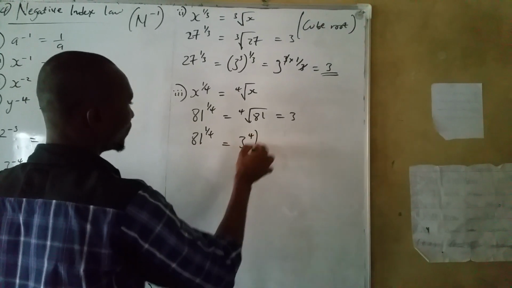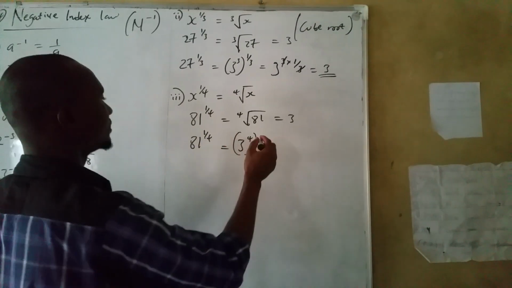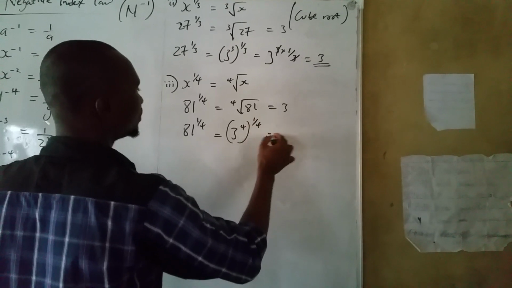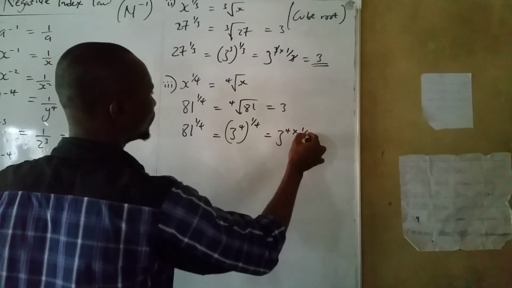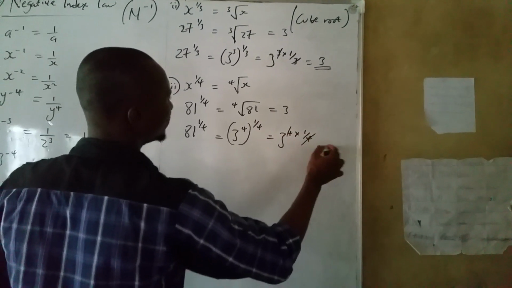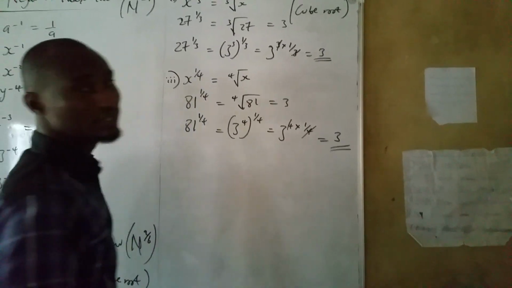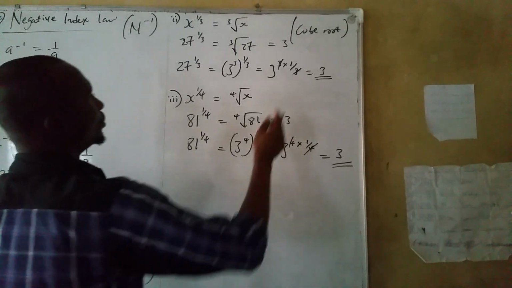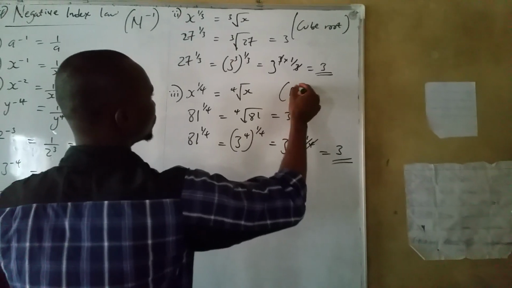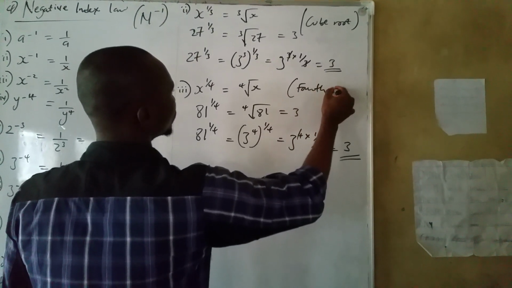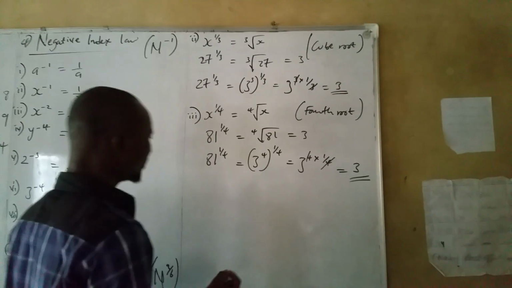Now, this 81 raised to power 1 over 4 here: 81 implies 3 raised to power 4, in bracket, raised to power 1 over 4, and this means 3 raised to power 4 times 1 over 4. This cancels this, and we have 3. Are you there? So this one is what root? Fourth root.